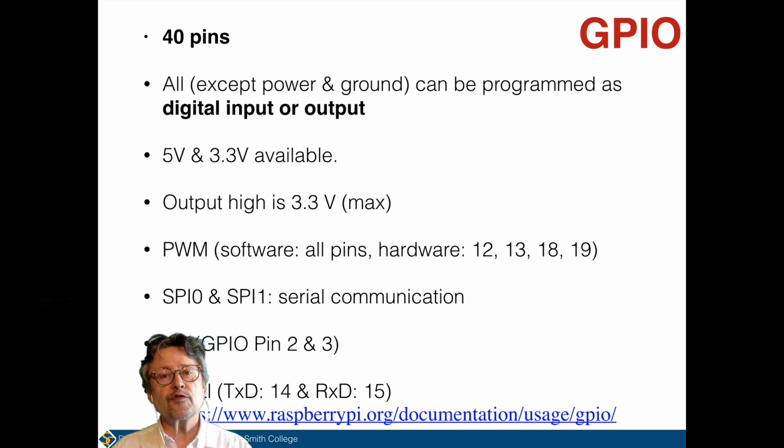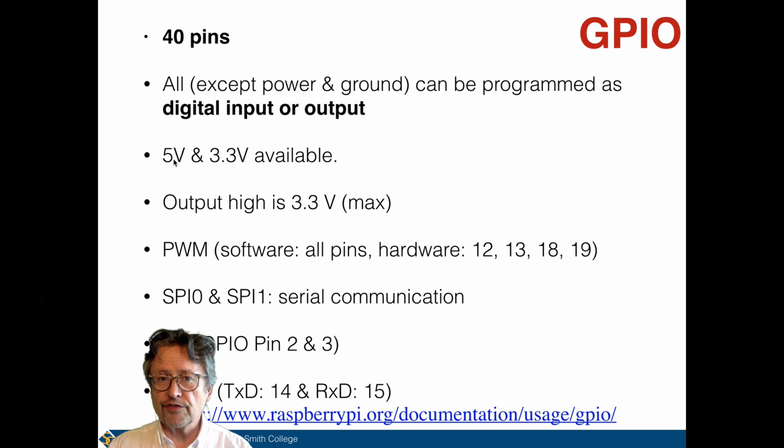So GPIO, it has 40 pins. All except power and ground can be programmed as digital input or digital output. This is important. We cannot do analog with the Raspberry Pi unless we add some hardware. There are some analog to digital or digital to analog converters out there. You can add them easily, but not the native Raspberry Pi. So only digital. 5 volt and 3.3 volts are available.